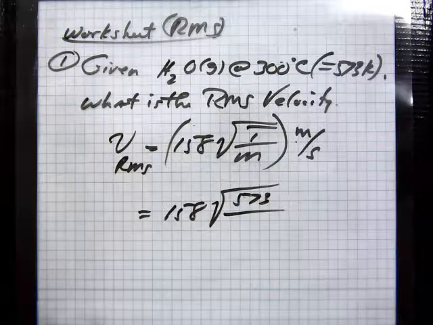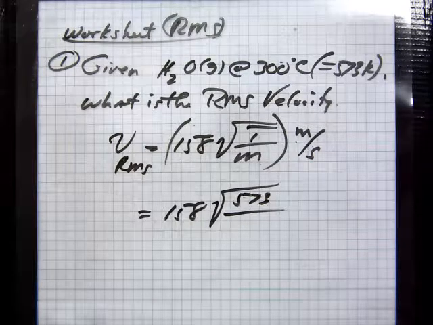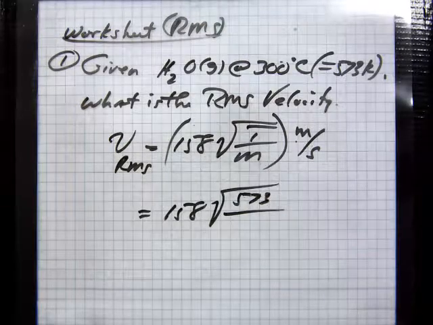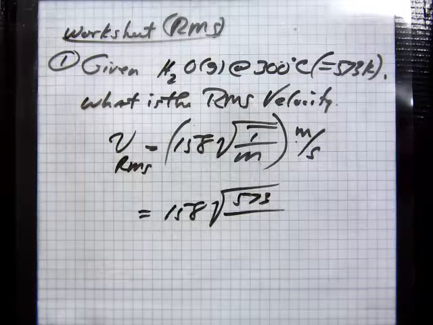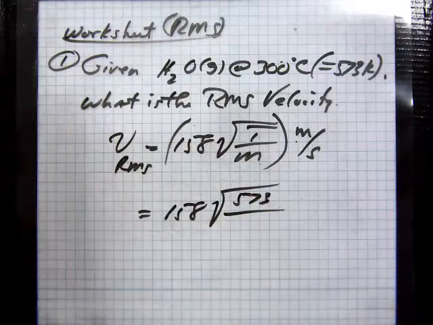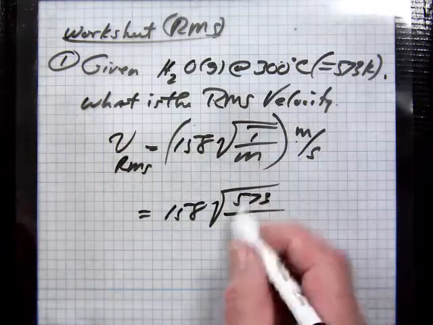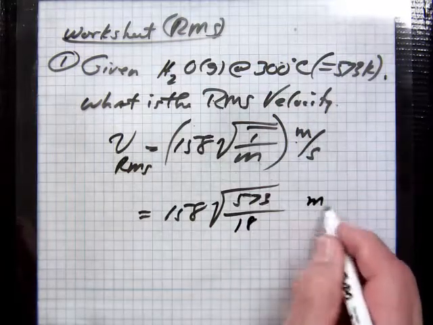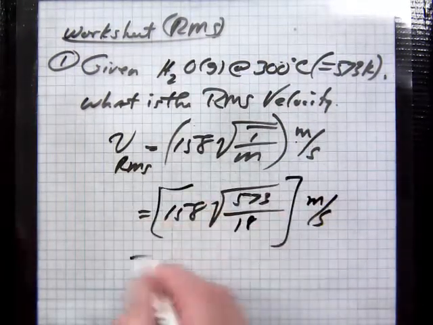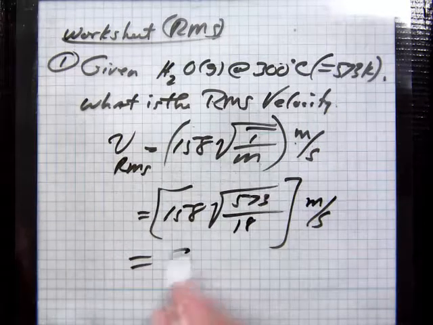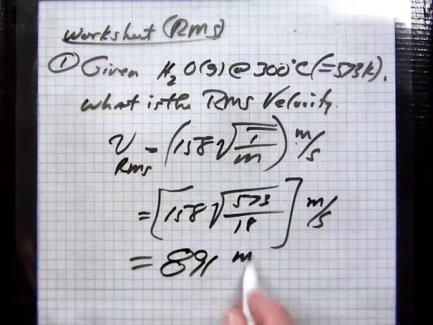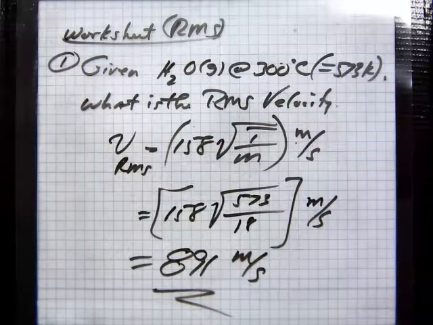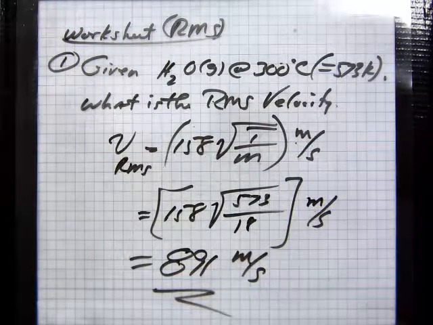If you want to see the derivation, go into the Ebbing text, and that's the same chapter in the kinetic molecular theory section, and they work it out for you. But we don't have time to deal with that. Mole weight of water is 18, and it all comes out in meters per second. And I got 891 on that. So it's a real simple calculation, guys. Just learn the formula, plug and chug, and you got it made.